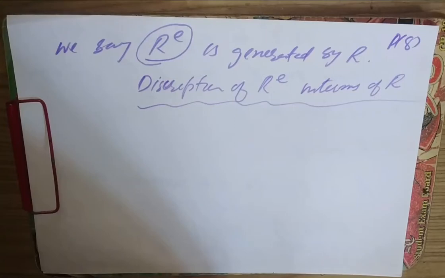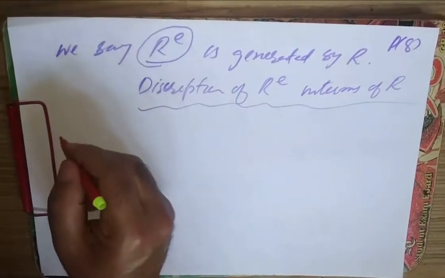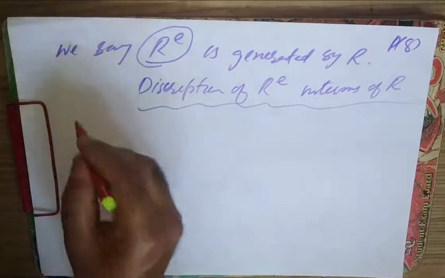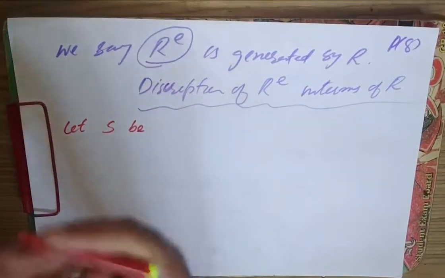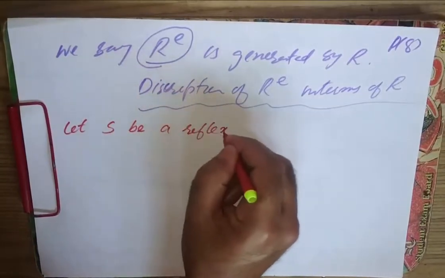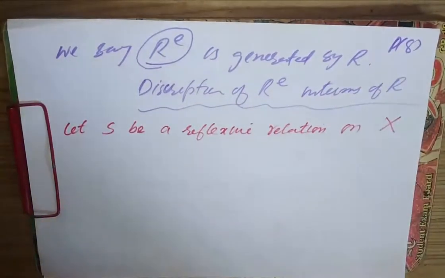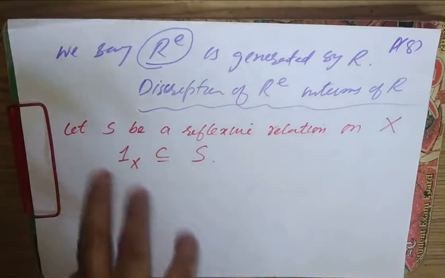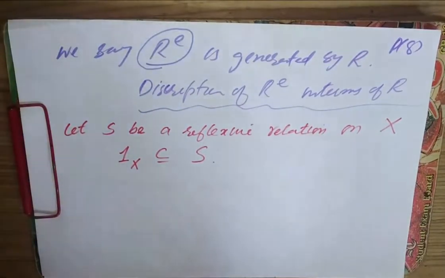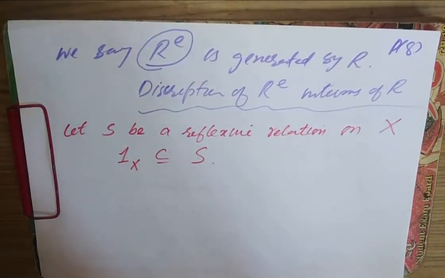So let's do it in the following way. Let's discuss certain things first. Let S be a reflexive relation, not any relation, on a certain set X, a non-empty set. So that means the identity I_X is a subset of S. So S is a reflexive relation, which means (x, x) belongs to S for each x in X.